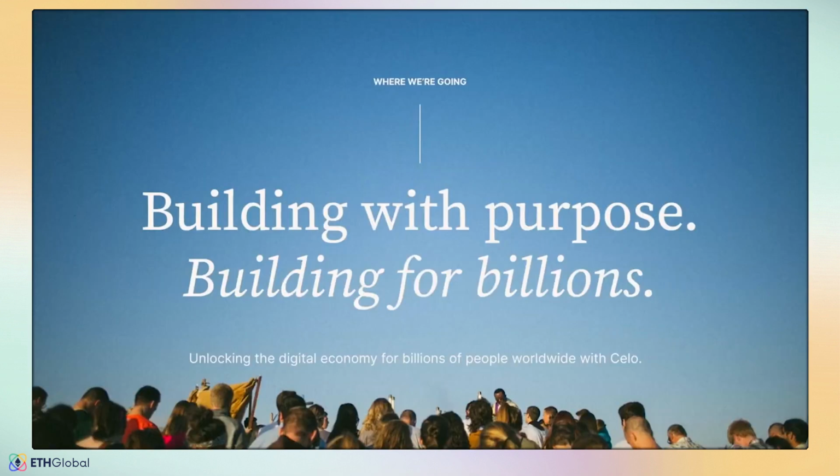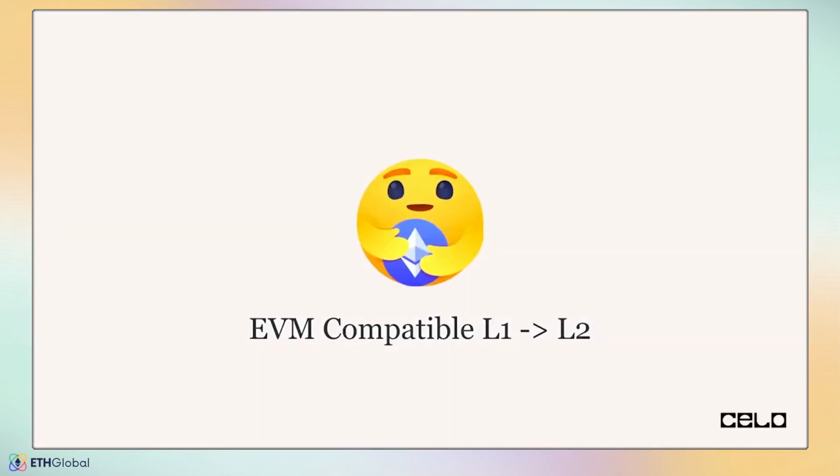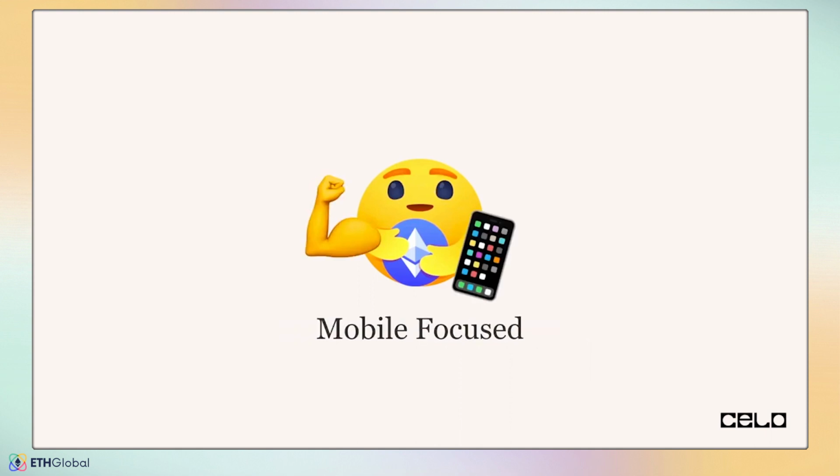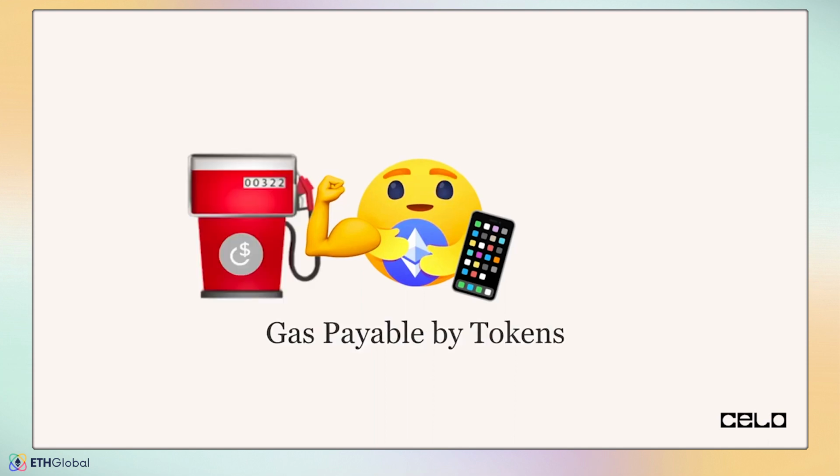At Celo, we follow the mission of building with purpose and building for billions. We want to unlock the digital economy for billions of people all around the world with Celo. Celo is an EVM compatible layer 1 which is transitioning to a layer 2. Celo is built for ease of use. Celo is mobile-focused. We have support for ultralight clients using which users can validate transactions on their phone.